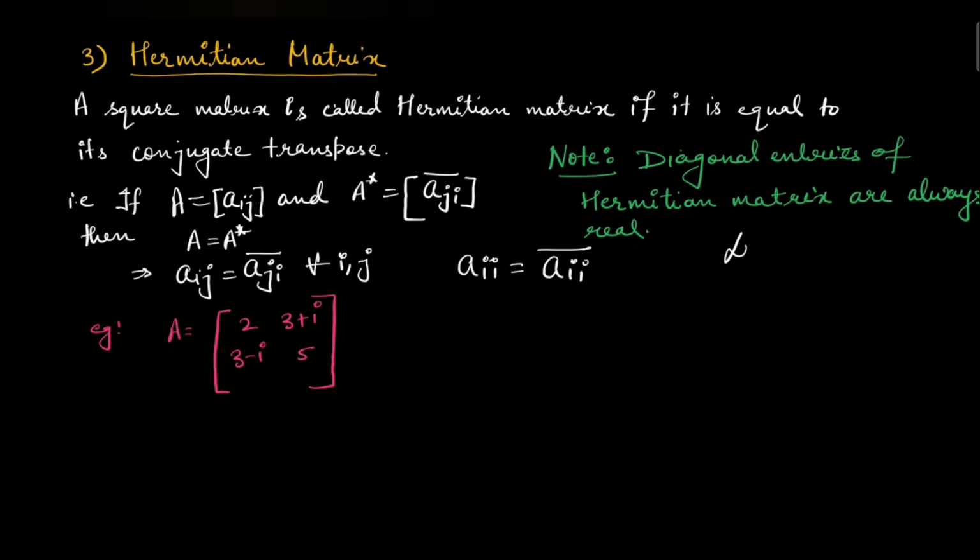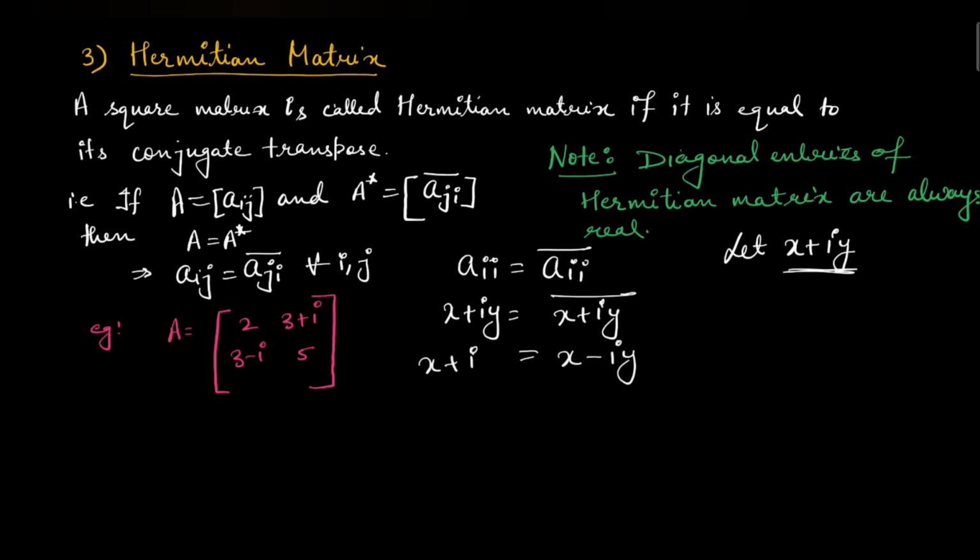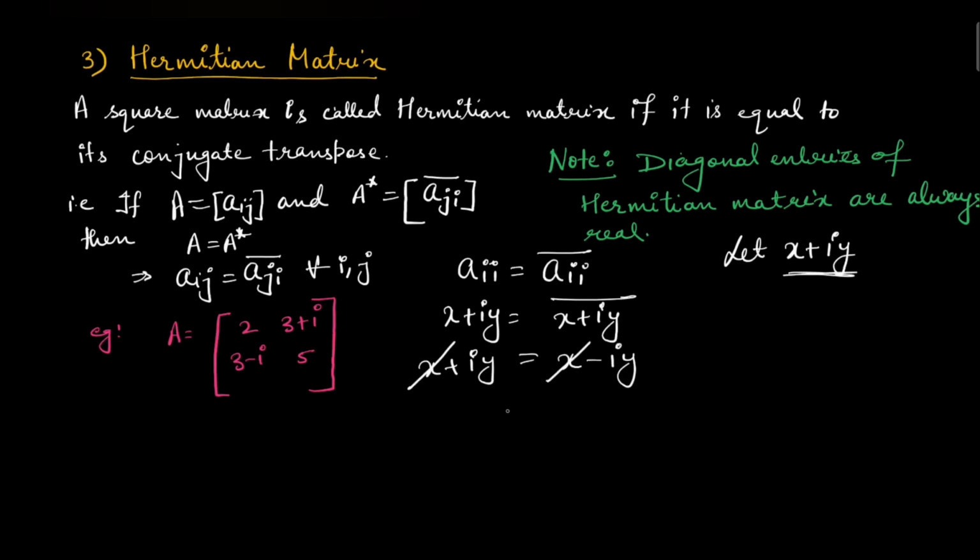Let us say that we have a complex entry along the diagonal. I am saying this is one of my diagonal elements. So if a_ii is x plus iota y, then what will be its conjugate? It will be x minus iota y. That means x plus iota y should be the same as x minus iota y. The x will get cancelled, so we have 2 iota y equal to 0. But 2 iota is a non-zero number, so definitely y has to be 0.